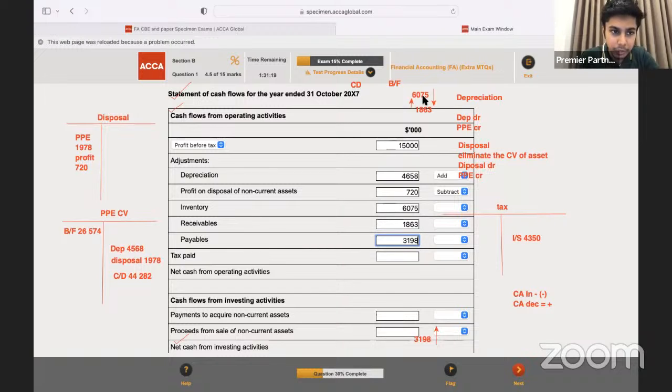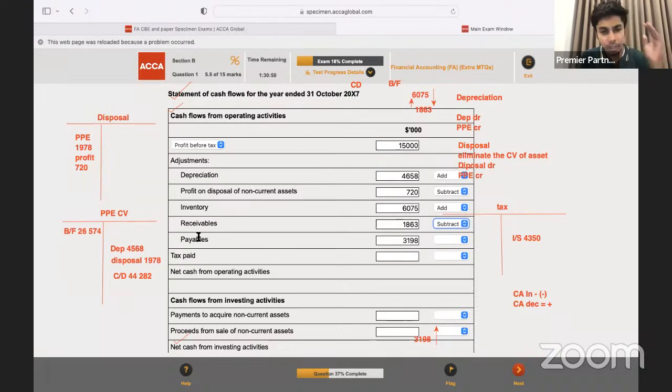Now, guys, what happened to inventory? Inventory has gone down. Correct or wrong? So here, now look at the note. Inventory is a current asset. When current assets are decreasing, it's positive. Answer is money is coming, so add. Right. Then receivable has increased. No? So when current assets are increasing, answer is minus. Money goes out. Then subtract.